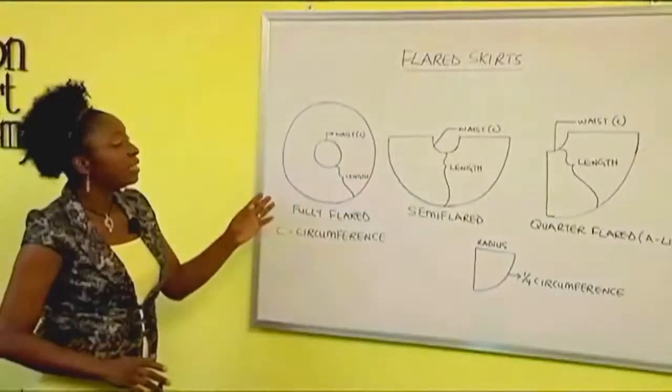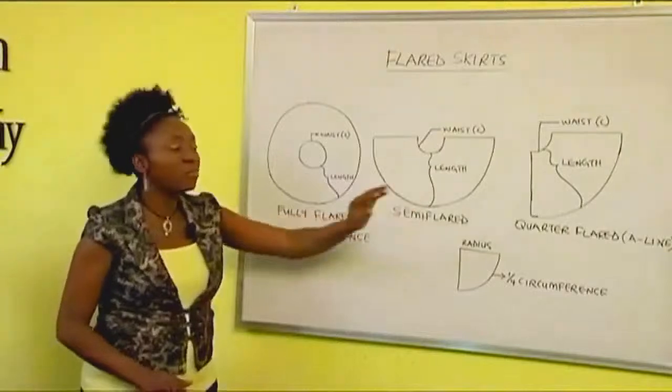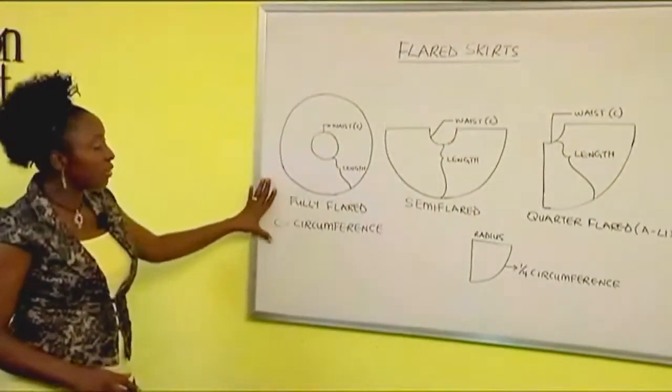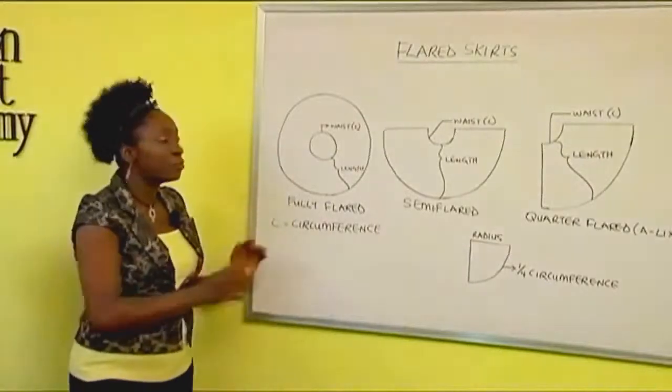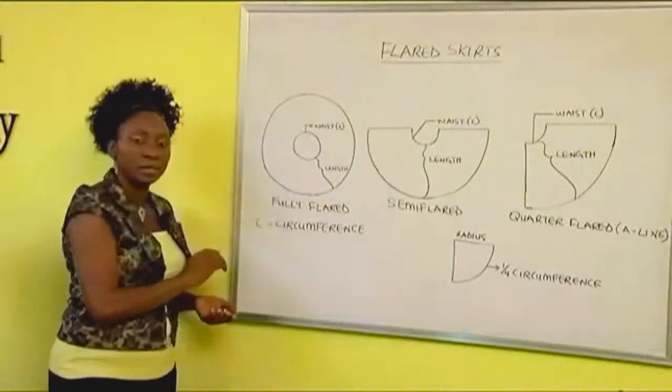Let's take a look at the board. We can see that we have three different kinds of flared skirts. Now take a look at the fully flared skirt. As you can see, it's made up of two circles. That means you can see an inner circle and an outer circle.